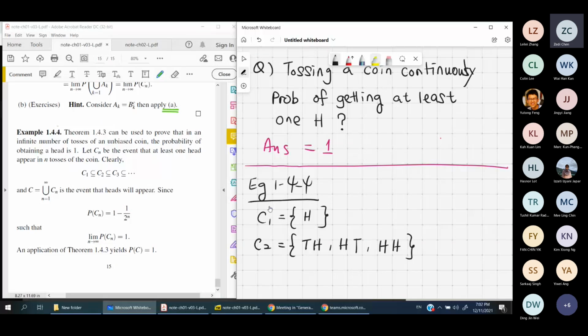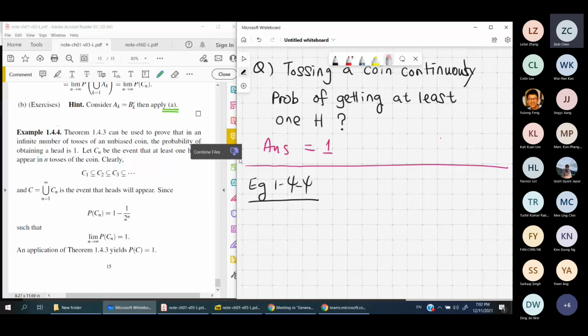Of course, we have to include the first toss. If you have C1, only one toss, then you can see this must be a subset of all these others. And the chance of getting one hit, we combine all of them. That means it will happen either in the first try or the second try or the third try. So C will be the union of all the Cn, the event that a hit will appear at least once.